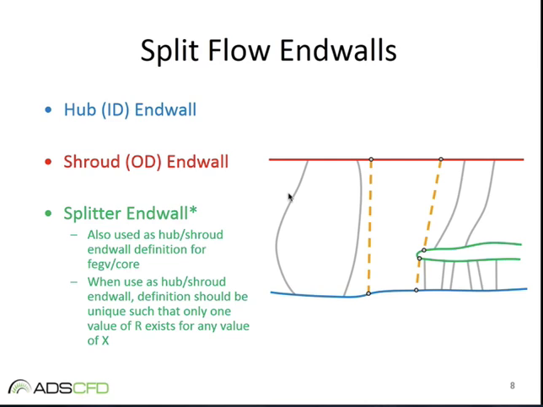So this has 2 purposes, actually. One, it will describe the splitter for generating the split flow block. And it will also be used to generate the hub or the ID end wall for the bypass, and the shroud or the OD end wall for the core.